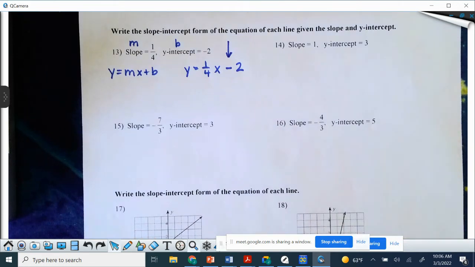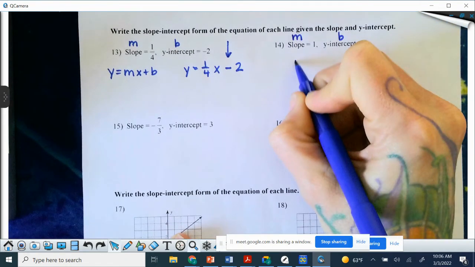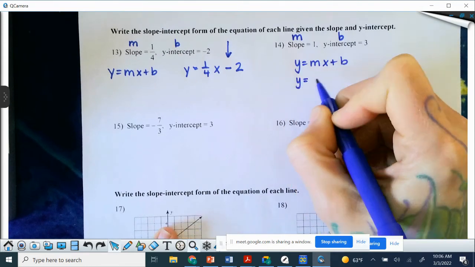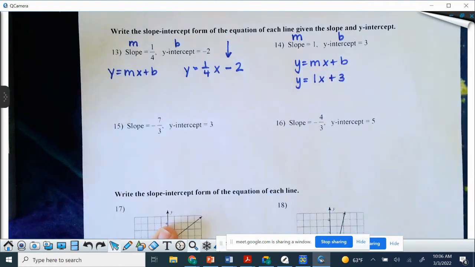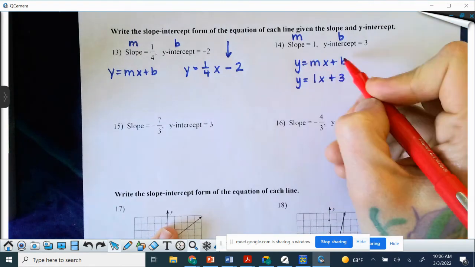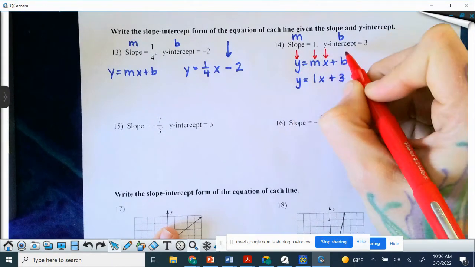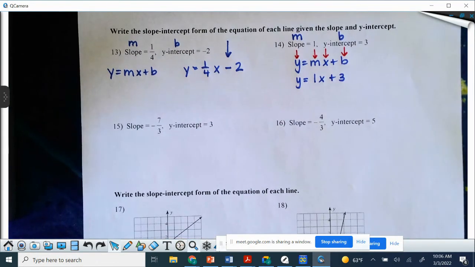Okay, again, so slope is m, y-intercept is b. So y equals mx plus b, and then we're just going to plug in. So y equals, our slope is 1, x, and our y-intercept is 3. Now, I cannot reiterate or say this enough. Y equals mx plus b. Y has a job, x has a job, slope has a job, and y-intercept has a job. So they are all four very different people, very different letters, variables, jobs.